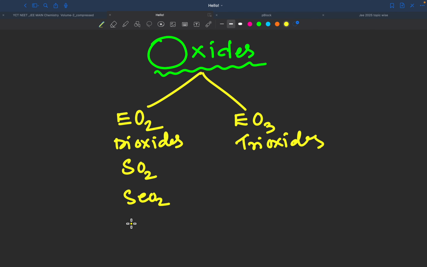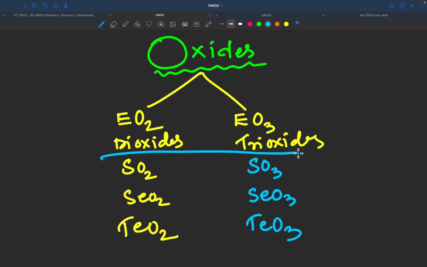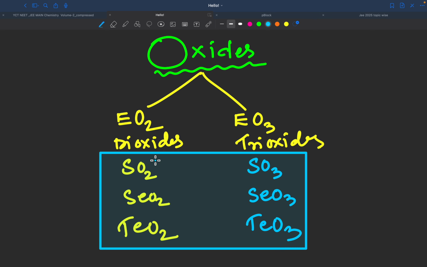SeO2, TeO2, these are the oxides. So this is going to be SO3, SeO3, TeO3. So these are the oxides of these elements. We should remember oxidation numbers we have to talk about here. Oxidation number in dioxides it's +4, here it is +6 oxidation number, right? +6 is the highest oxidation number.